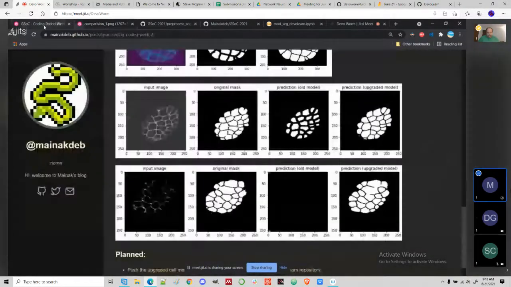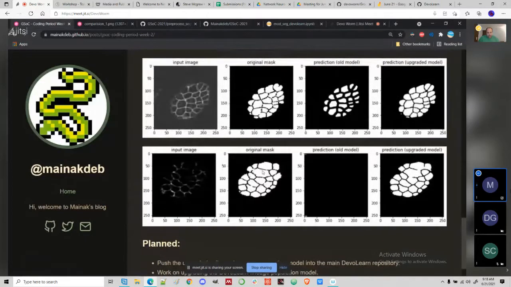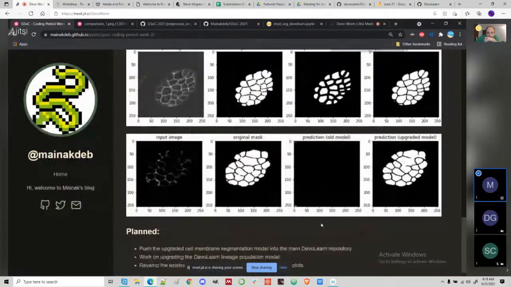And the next photo is this. This photo is very dim, and the original mask looked something like this. The old model completely failed on that. But the new model sort of got what was going on, and it's sort of close to the original mask. So these are the differences.